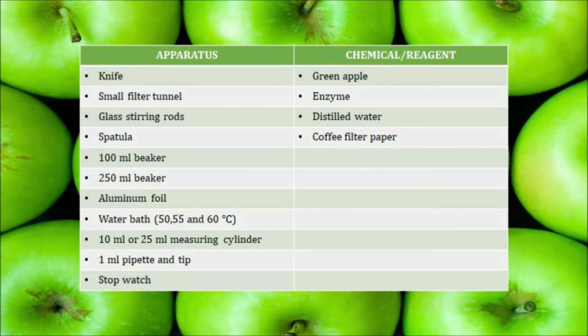The apparatus needed for the experiment are a knife, small filter funnel, stirring rods, spatula, 100 ml beaker, 250 ml beaker, aluminium foil, water bath set at 50, 55 and 60 degrees Celsius, 10 ml or 25 ml measuring cylinder, 1 ml pipette and tip, and stopwatch. The chemical reagents needed for this experiment are green apple, enzyme, distilled water, and coffee filter paper.